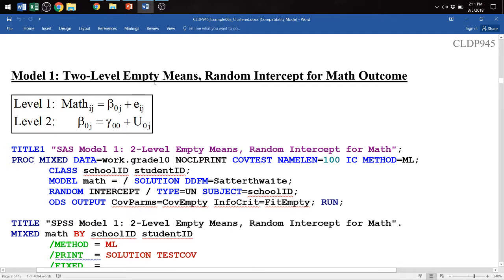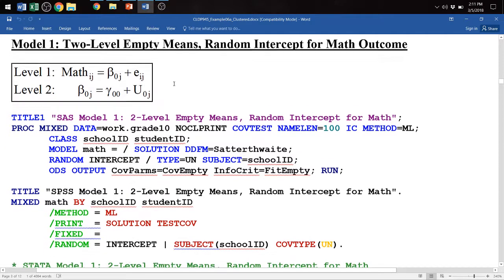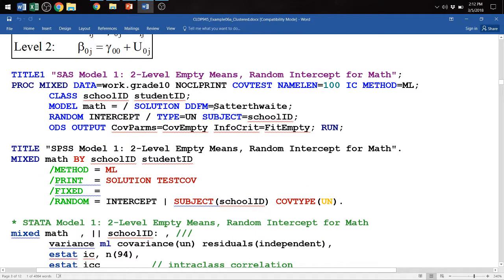So here is my 2-level empty means random intercept model. I have 2 ID variables here. We don't actually need the student ID one, but I have it on here for completeness. School ID is my level 2. So now my subject is school ID on my random line. I don't need a repeated line. My R matrix is going to be VC forever and ever because students are interchangeable within a school. I'm saving my fit statistics and my covariance parameters so that I can do math on them later.